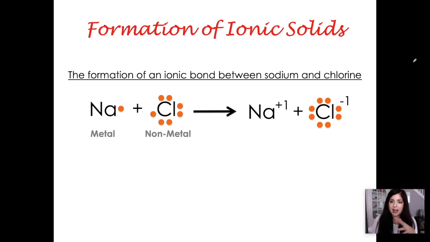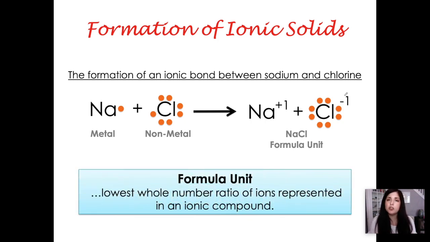The fact that I have positives and negatives as a result of that ionic bond, that's where we form an ionic solid. The fact that positives and negatives attract one another like a magnet. And we call that a formula unit. So because 1 sodium atom exchanges an electron with 1 chlorine atom, it's a 1-to-1 ratio. We call that 1 formula unit. And a formula unit is just a lowest whole number ratio of ions represented in an ionic compound. So because we have 1 sodium exchanging electrons with 1 chlorine, we call that 1 formula unit.